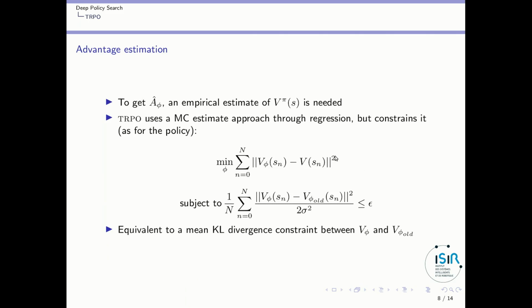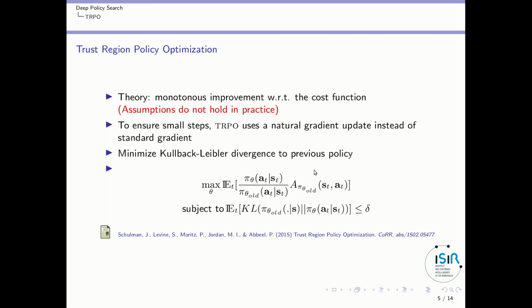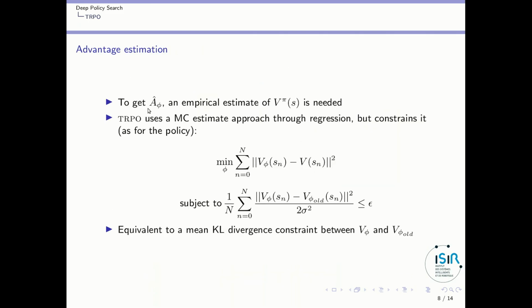Last point: let's go back. In what you want to maximize, you have the advantage of using the current policy in a given state. So how do you approximate this advantage? You need an estimate of the value function in all states. To do this, TRPO uses a Monte Carlo estimate using some regression, and it constrains it as for the policy, with some least square constraints.